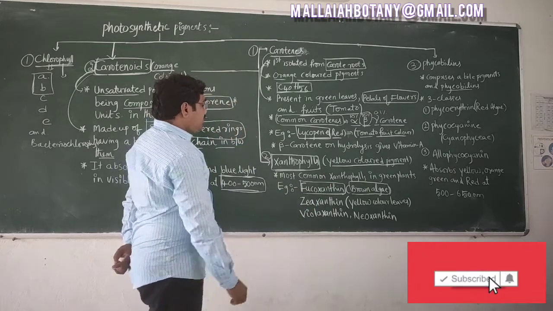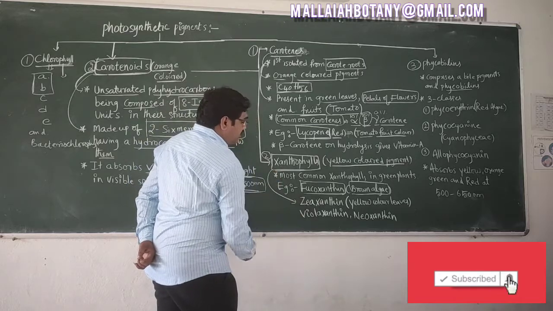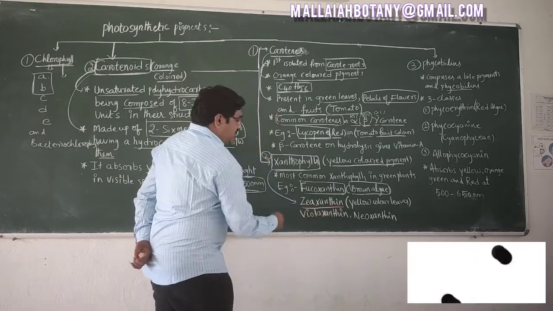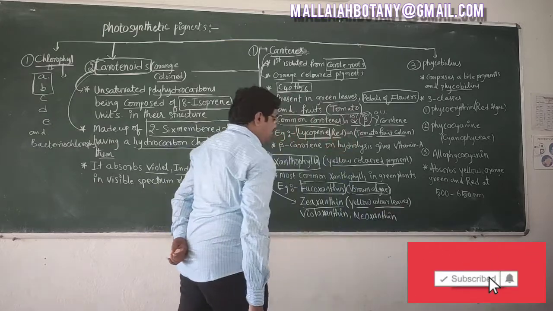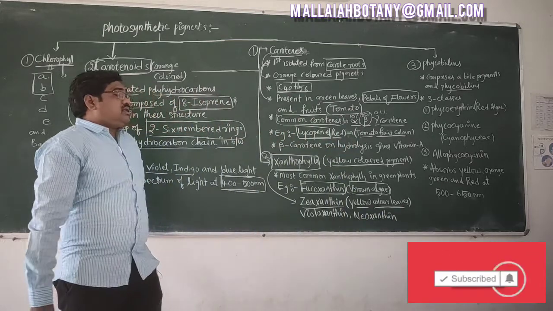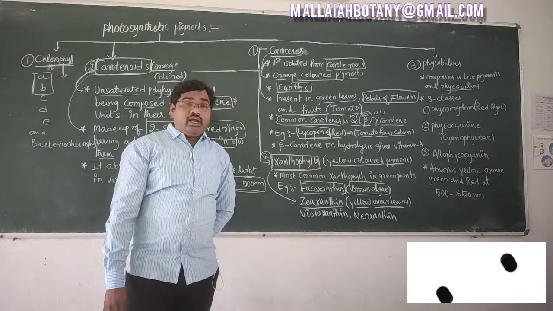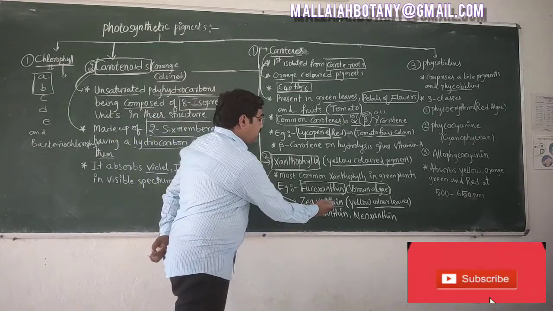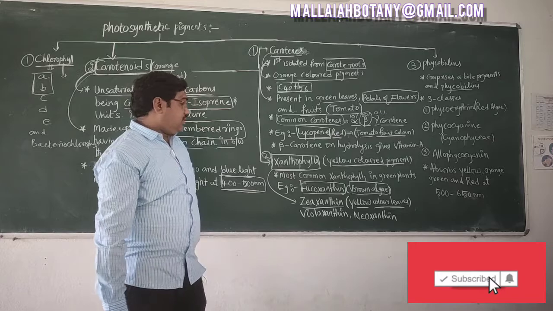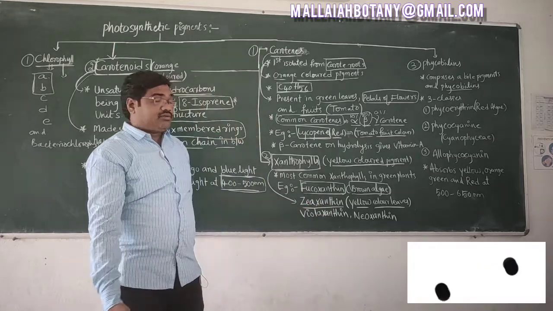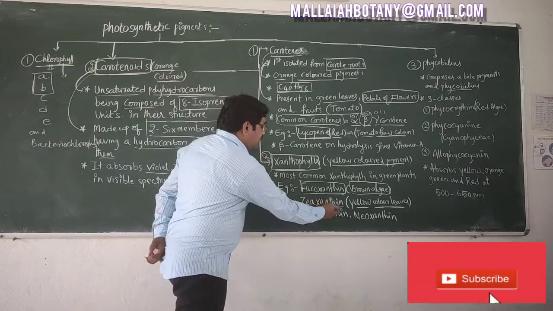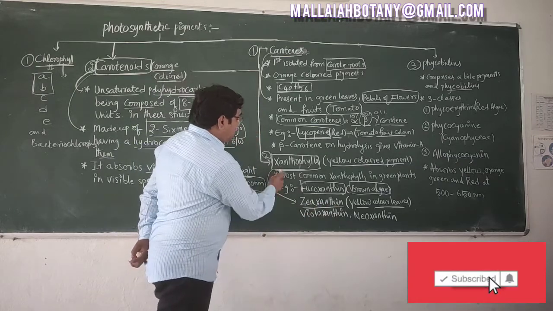So the next example for the xanthophyll is zeaxanthin. Zeaxanthin is found in yellow colored leaves. Sometimes you will observe the leaves turning yellow. Why? Because zeaxanthin is formed in the leaf. After the formation of zeaxanthin, the leaves fall down. So that is zeaxanthin. This is an example of a xanthophyll.